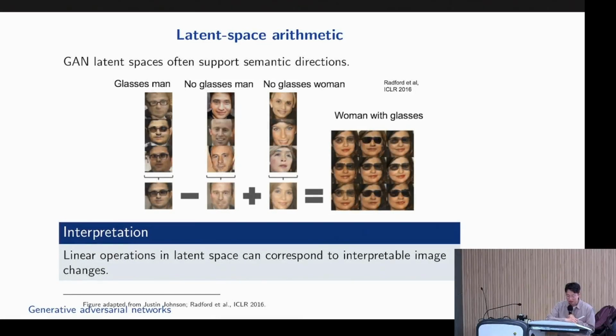Same thing. This is a funny one. So you collect the Z's that output glasses, men with glasses, subtract the Z's that output men with no glasses, add in the Z's that output no glasses woman, and you pass it to the generator and do latent traversal. You get woman with glasses.